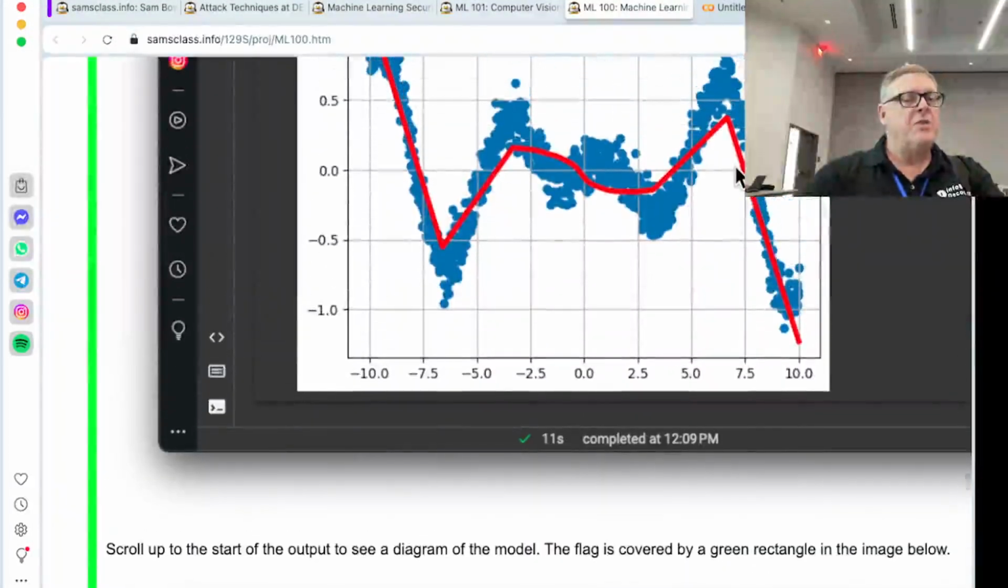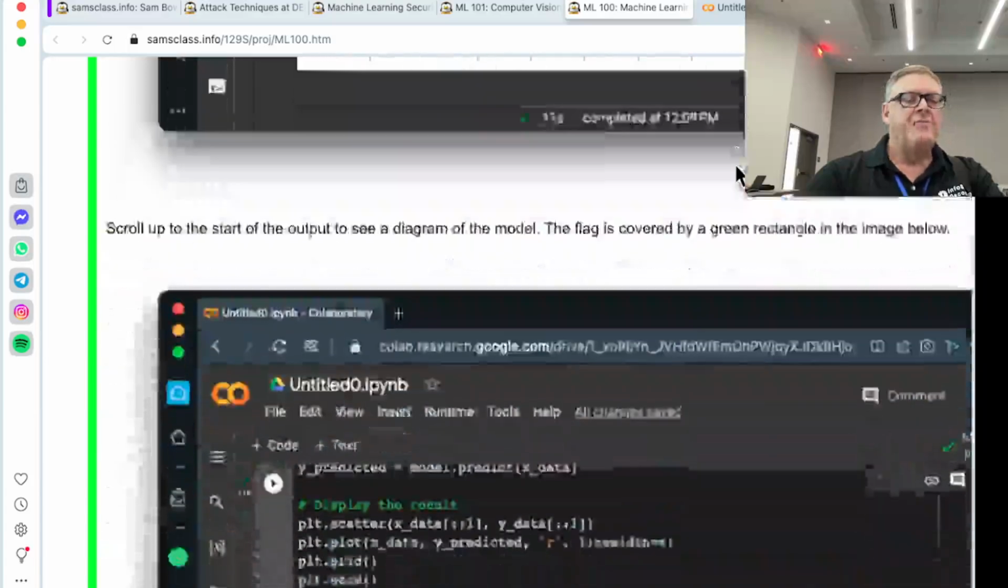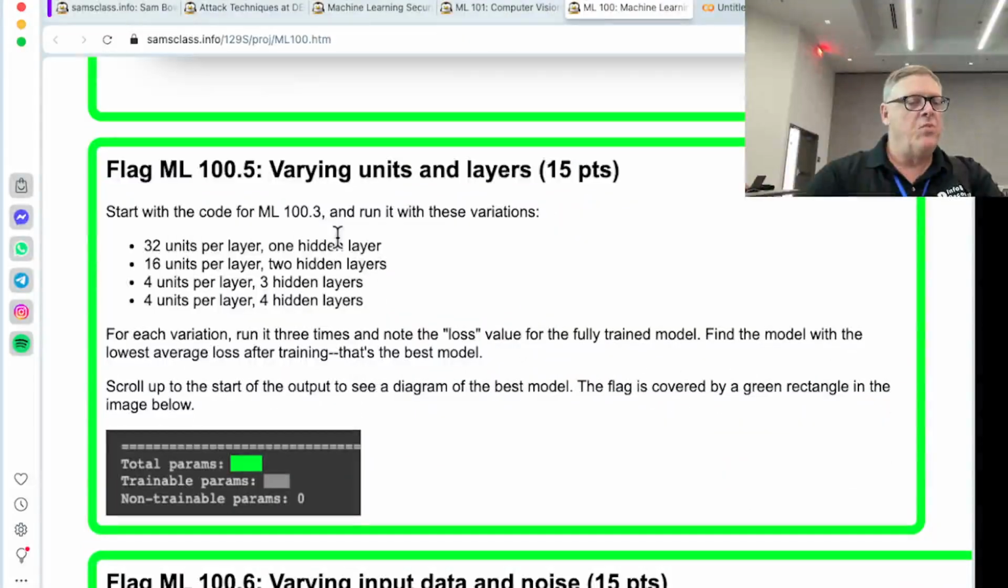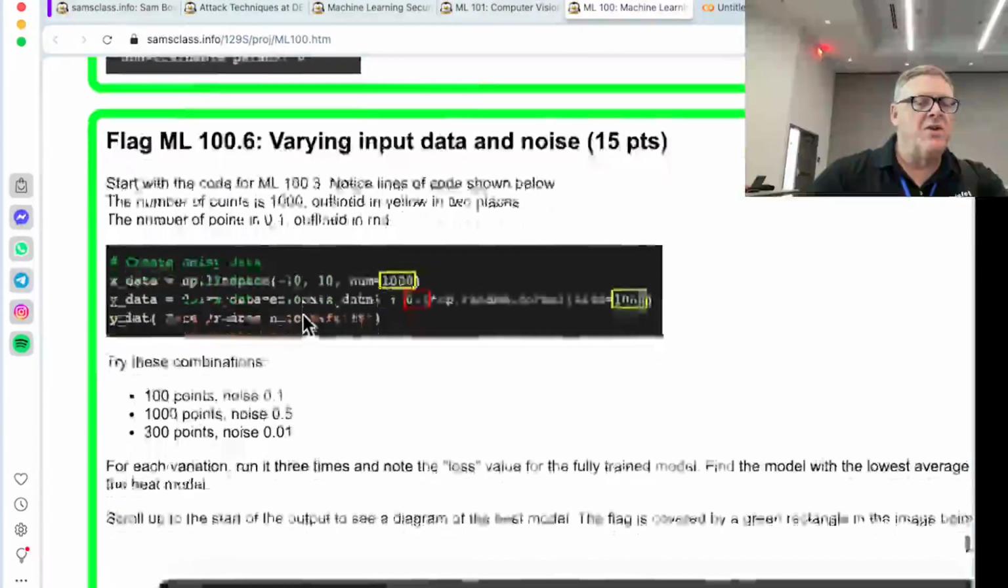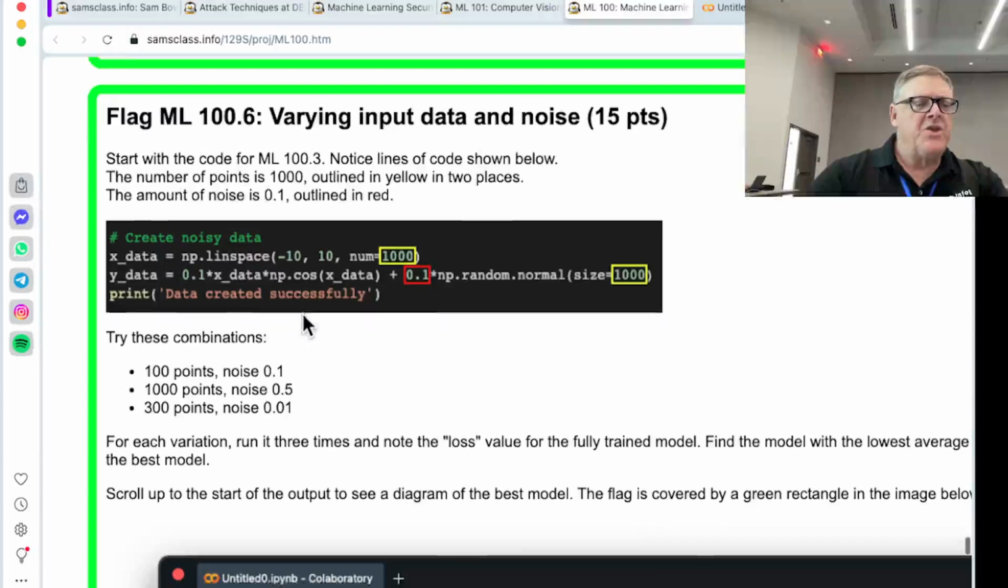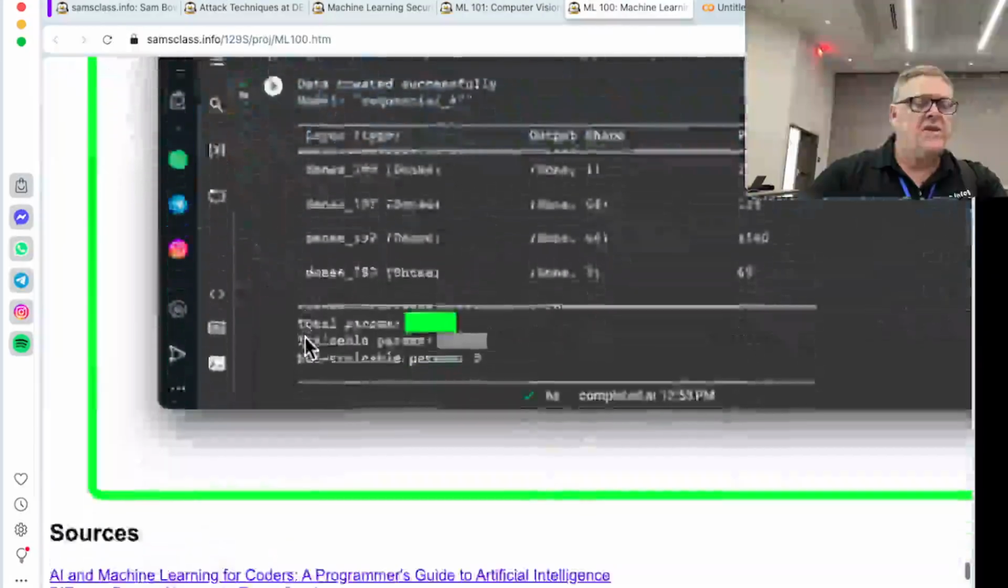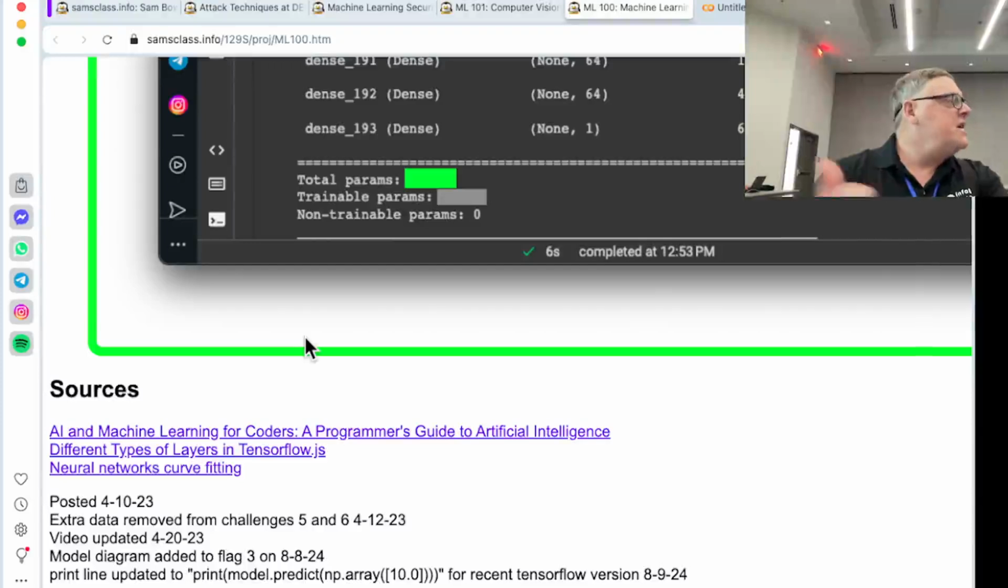And in that case, it's still pretty good, although inferior at fitting. And now you can try various combinations. So 32 units per layer, 1 layer, 16 per unit, 2 layers, 4 units per layer, 3 or 4 hidden layers. You can try various combinations and see how good they are. And there's flags to find here. So you can get a clue how to work this. You can change to have a different number of points, a different amount of noise, and see what that does. So it's sort of interesting to get to see a little bit of simple curve fitting here.